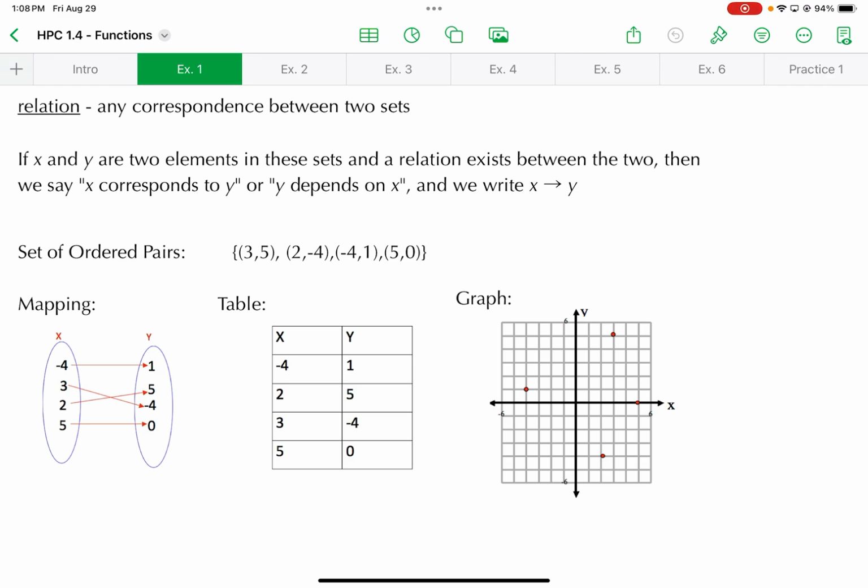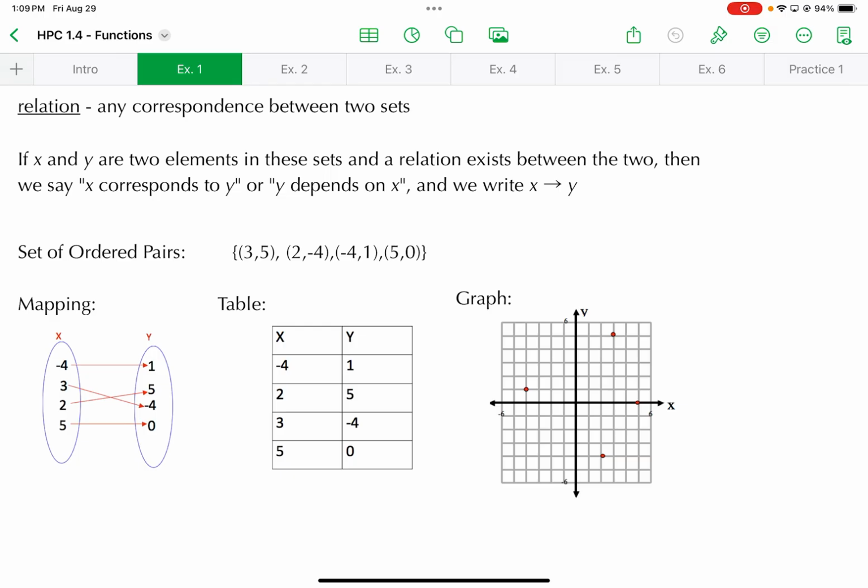So a relation is any way that we can relate two sets of data together, okay? So like y and x is the most common relation that we talk about. So if x and y are elements in these sets and a relation exists between the two, then we say x corresponds to y, or y depends upon x, and we write it as x, an arrow, and a y. So we could say x corresponds to y, x goes to y. So y depends upon x implies that y is your dependent variable, making x your independent variable. And I know those are all things that you have heard of before, okay?